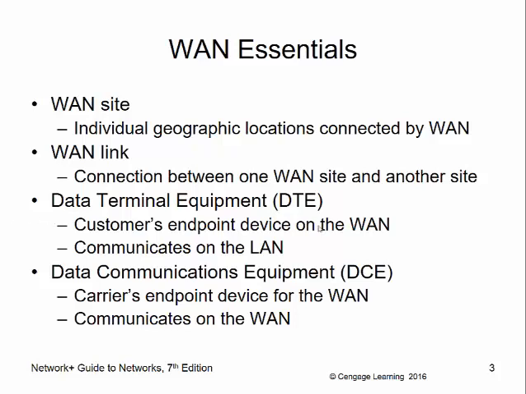What does the DTE connect to? Something called Data Communications Equipment, DCE. DCE is owned by the provider, the ISP. And it's the first ISP device on the WAN. So whereas the DTE provides communication back into the privately owned LAN, the DCE provides communication to the publicly owned wide area network. These two devices are the ones that talk to each other.